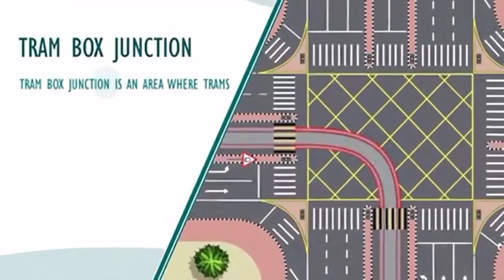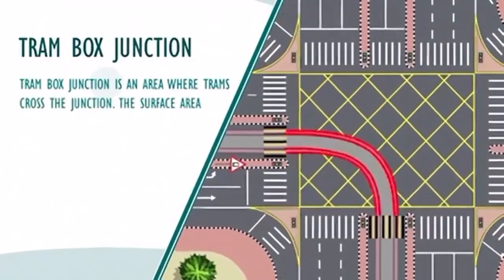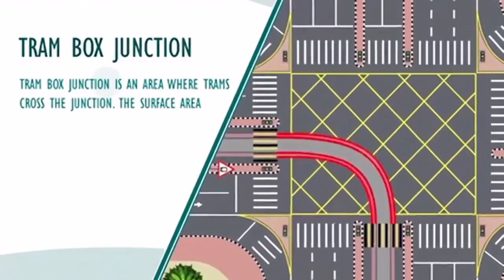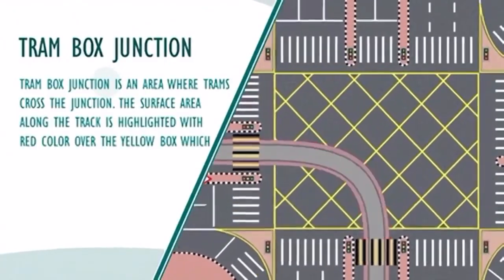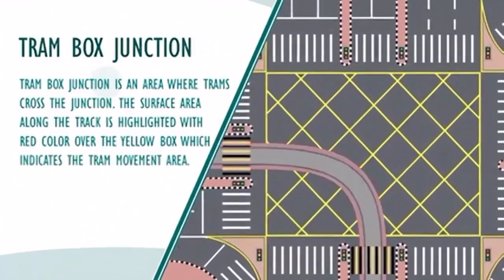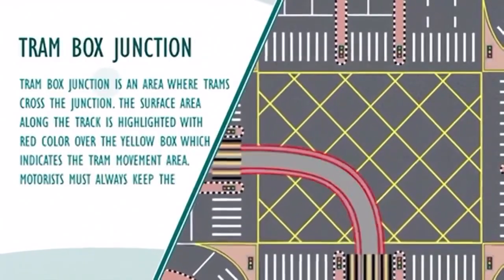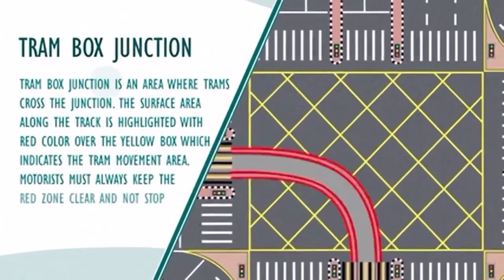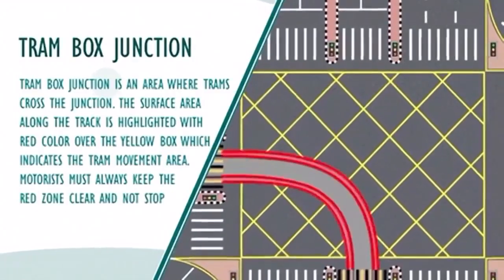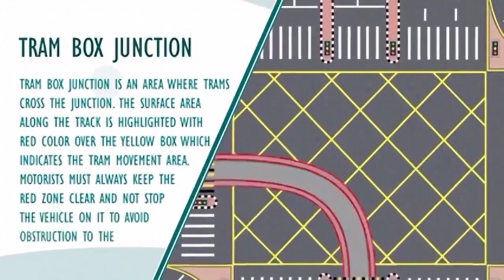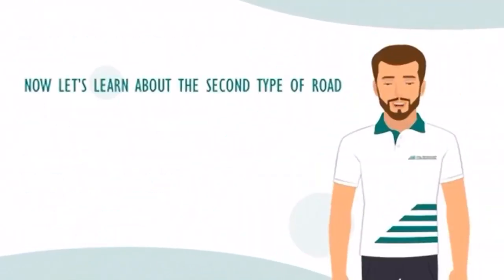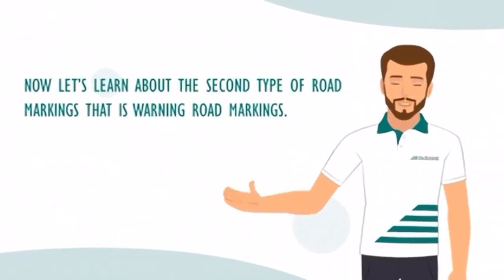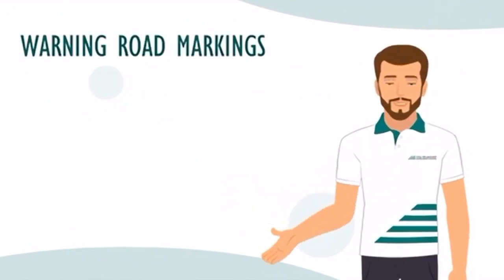Tram box junction is an area where trams cross the junction. The surface area along the track is highlighted with red color over the yellow box, which indicates the tram movement area. Motorists must always keep the red zone clear and not stop the vehicle on it to avoid obstruction to the tram movement. Now let's learn about the second type of road markings, that is, warning road markings.